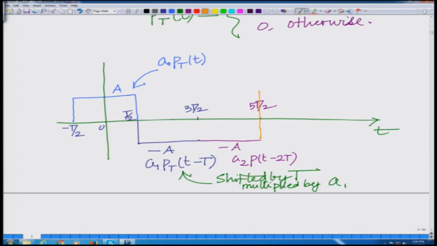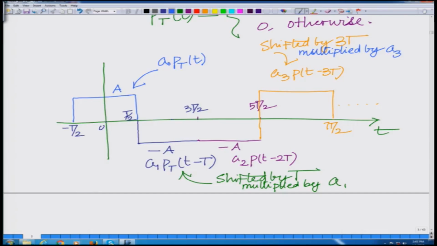The third symbol will naturally be shifted by 3T and multiplied by a3. So this will be 5T by 2 to 7T by 2, and in fact it will go on in this fashion. This is a3 p(t minus 3T), the pulse shifted by 3T and multiplied by a3. So what you are doing is, corresponding to the kth pulse, you are shifting the pulse by kT, k times the symbol duration, and multiplying it by ak.